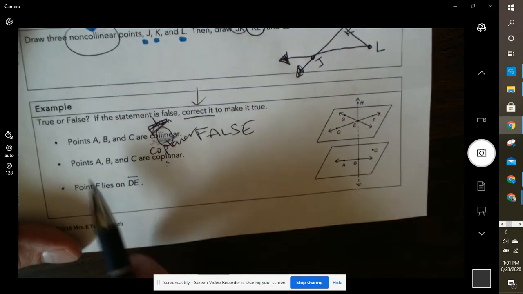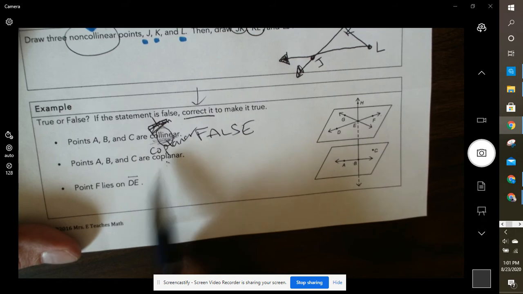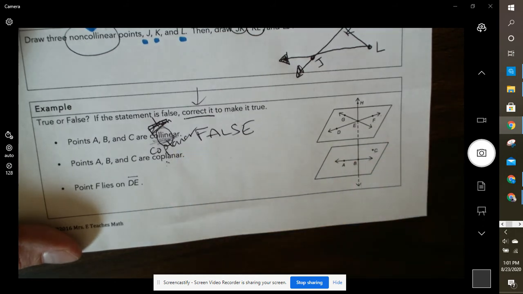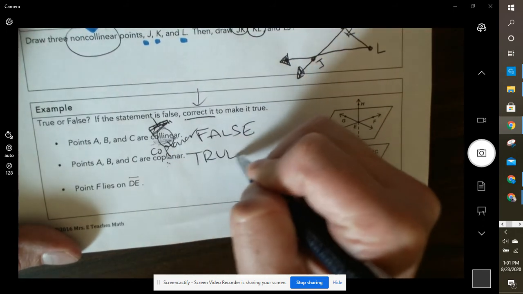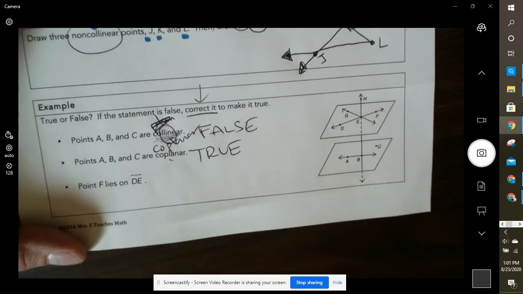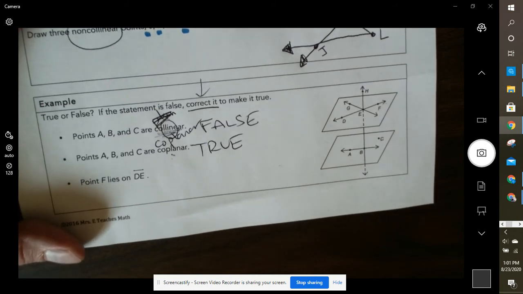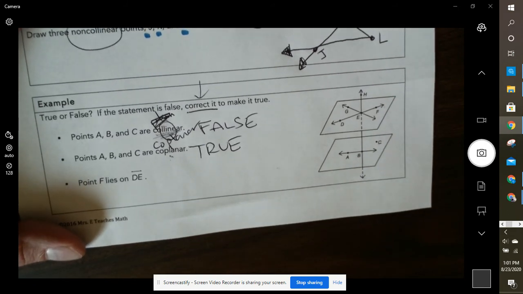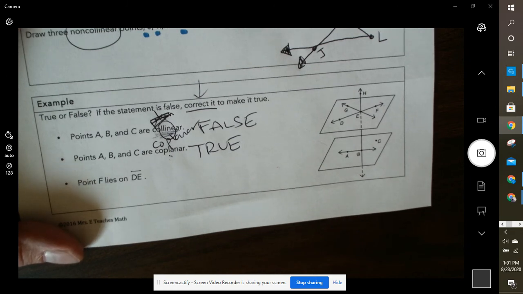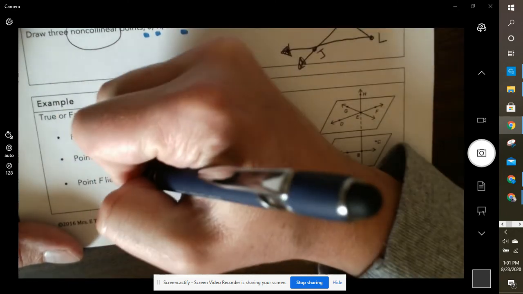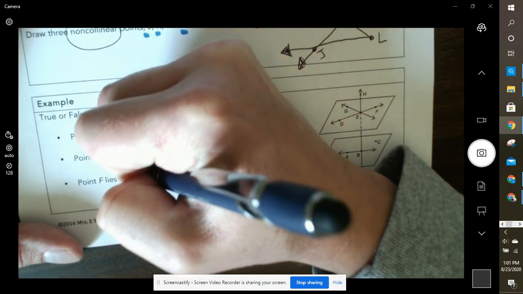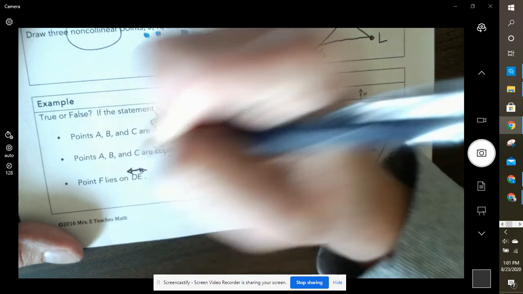Sweet. All right, and then are points A, B, and C coplanar? Yeah, that's what we just checked here, so we'll say that's true. Come on, that was easy. All right, and then our last one. Again, think of this: true or false. We'll give everybody about 10 seconds. Try not to blurt out the answer. Point F lies on line DE, with the arrows on each side.